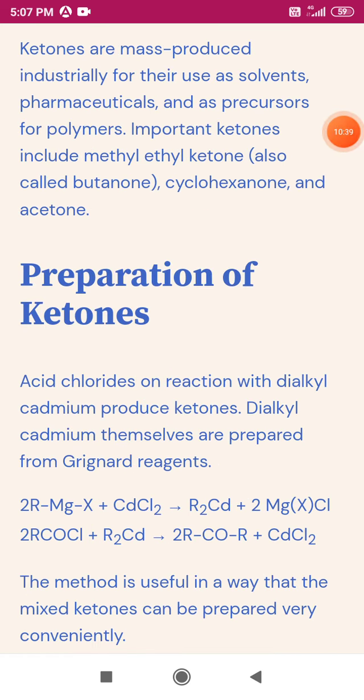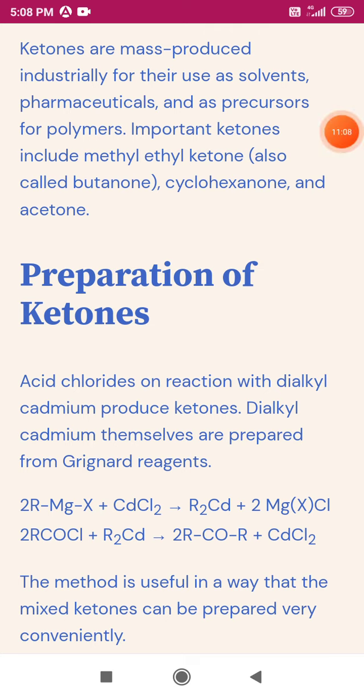Ketones are mass produced industrially for their uses as solvents, pharmaceuticals, and precursors for polymers. Important ketones include methyl ethyl ketone, also called butanone, cyclohexanone, and acetone. Again, let's revise: methyl ethyl ketone, also called butanone, cyclohexanone, and acetone.